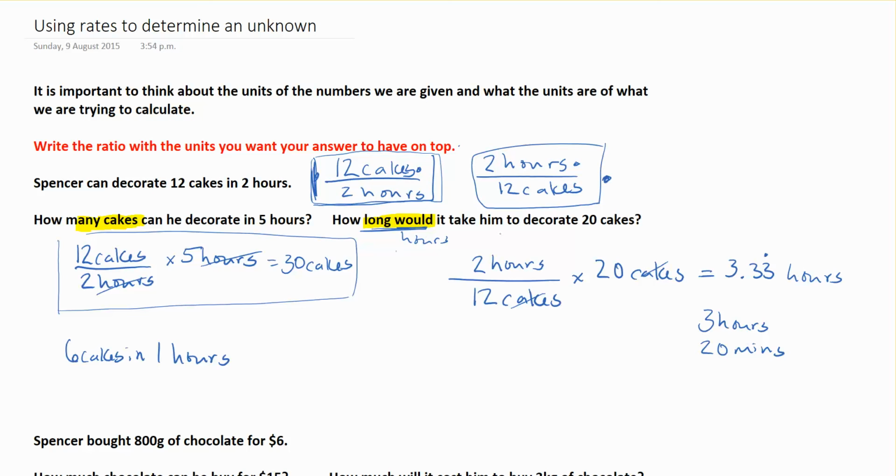But again here, when I'm looking for hours, I'm going to write my rate with the hours on top. When I'm looking for cakes, I'm going to write my rate with the cakes on top, and then you just times by the information that's been given to you. Let's take a look at one more example.